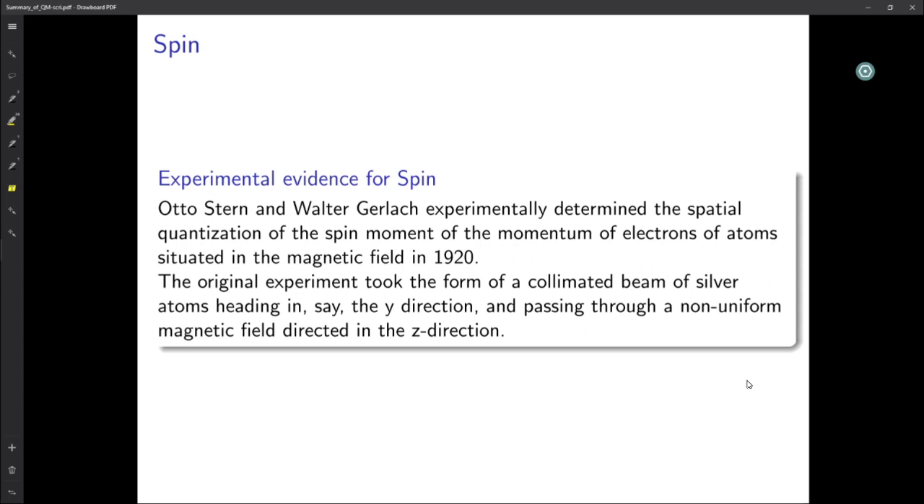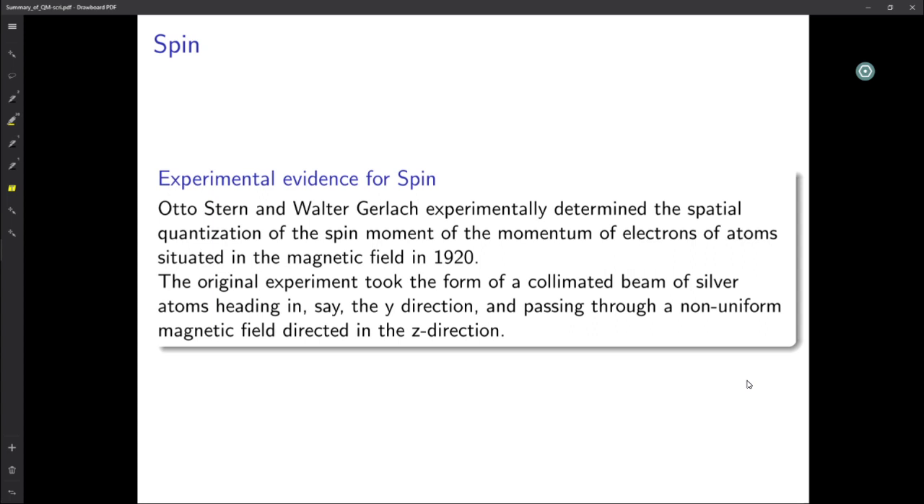So the original experiment took the form of a collimated beam of silver atoms. Silver atom, as we know, has the 4s1 electronic configuration. So there is only one valence electron in the valence orbital. They tried with an element having a 2p1 configuration. Since for the p orbital the value of l is 1, the values that the magnetic quantum number takes are -1, 0, and 1. So they were experimentally able to see different bands for those three different magnetic quantum numbers when exposed to a magnetic field.